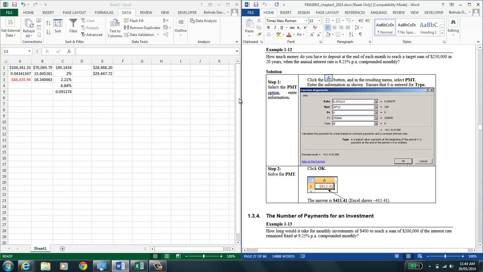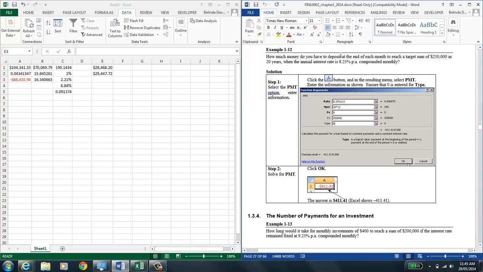Okay, so example 1.12 looks at how much money we need to invest for each period of time in order to achieve a given future value. So this differs slightly from previous examples where we've looked at how long we need to invest a given sum for. This is how much money do we need to invest for each period of time in order to achieve a given future value across a known period of time.